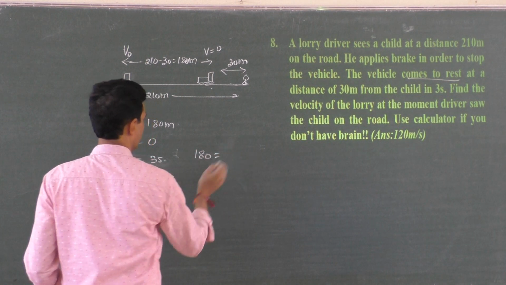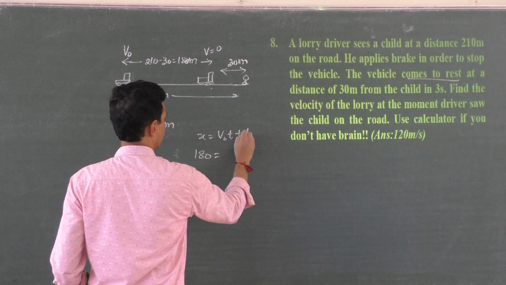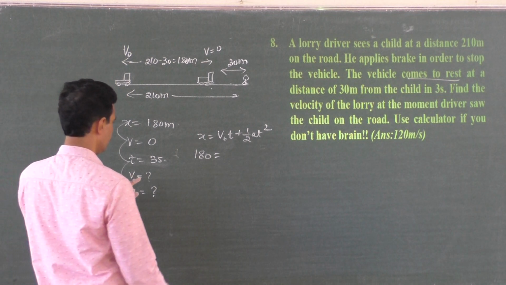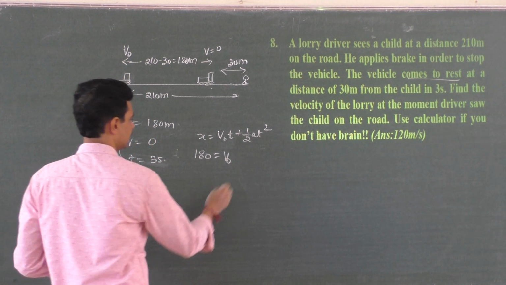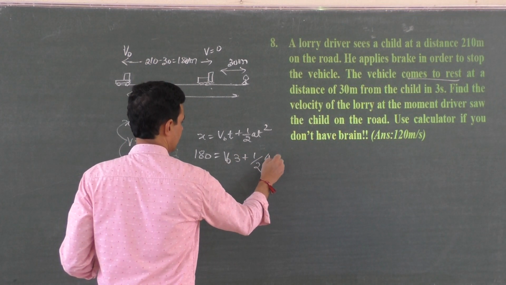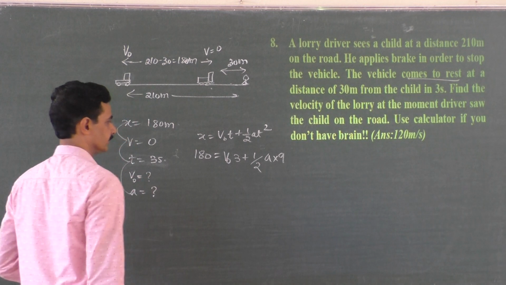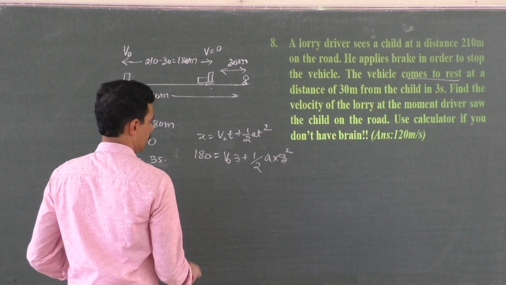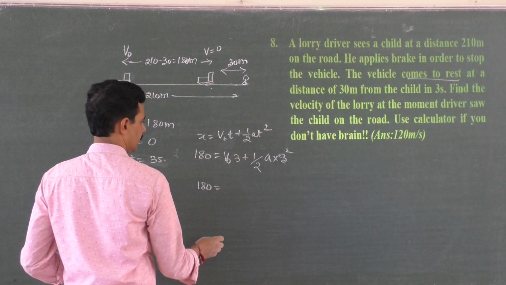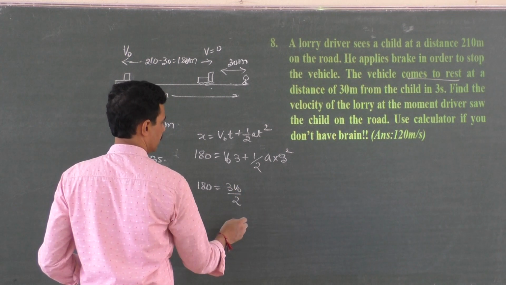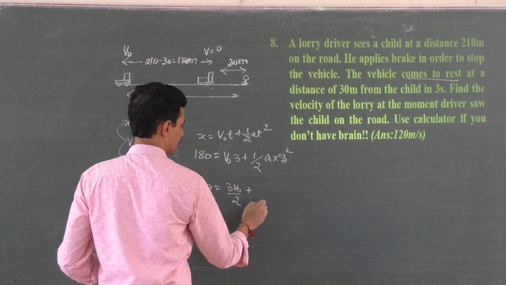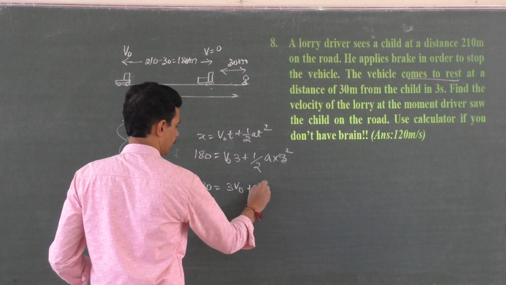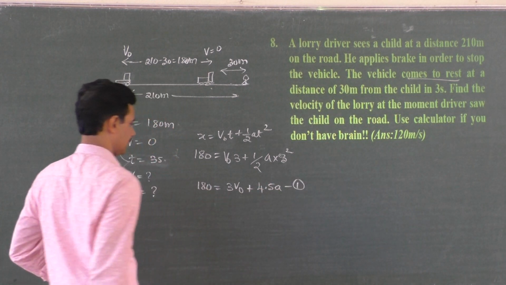180 is equal to, I'm using this equation, V0 t plus half at square. I'll write all the equations. x equal to V0 t, V0 not known, initial velocity. Time is 3 seconds, plus half a into 3 square, 9. 180 is equal to 3V0 plus 4.5a, equation 1, first equation.